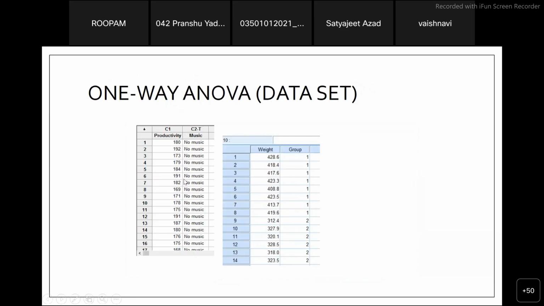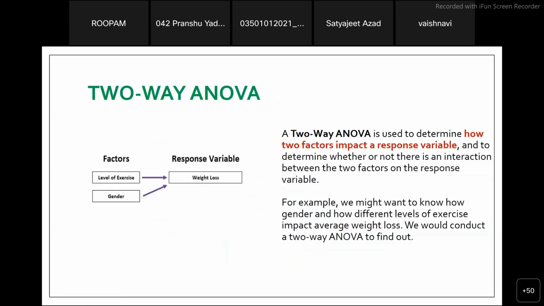Similarly, ANOVA could be modeled using productivity and music, or let's say weight and group. So this could be the case of some data set. By looking at the data set, at least you can say we can apply ANOVA here. Now coming to two-way ANOVA. Two-way ANOVA means there are at least 2 factors, and we have to check the impact of those two factors on the response variable.